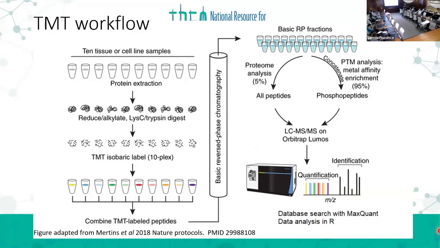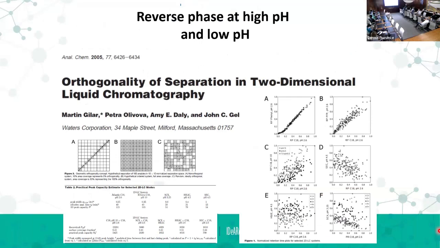In phosphorylation studies, complete cleavage is more important because the phosphorylation itself can impede trypsin's ability to cleave. It impedes lysine's ability as well, but using the combination of them, you can usually get around that and get a more complete cleavage. So you're not splitting your signal across multiple peptides with complete or partial cleavage. We label and combine them and we do this basic reverse phase chromatography.